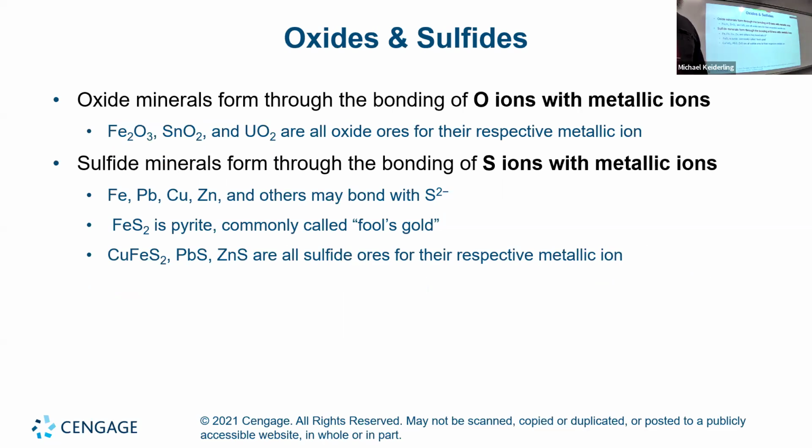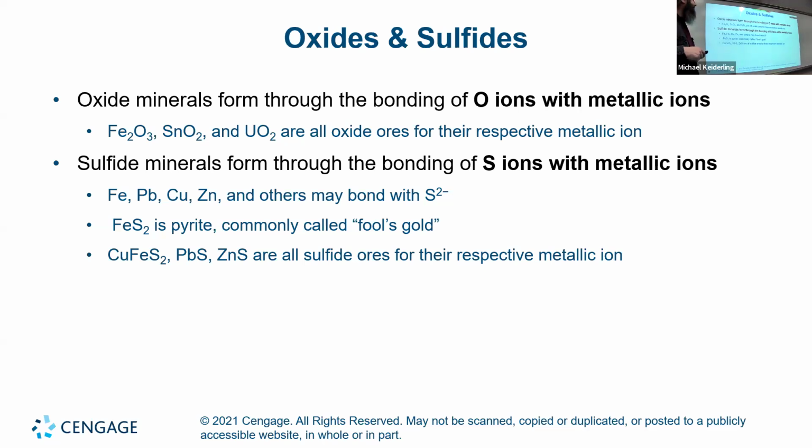Oxides and sulfides form through the bonding of oxygen ions with metallic ions. So there are various iron oxides, Fe2O3, tin oxide, uranium oxide. These are all oxide ores for the respective metallic ion. The most common iron oxide you're going to run into is rust. That's an iron oxide, but there's several different iron oxides.